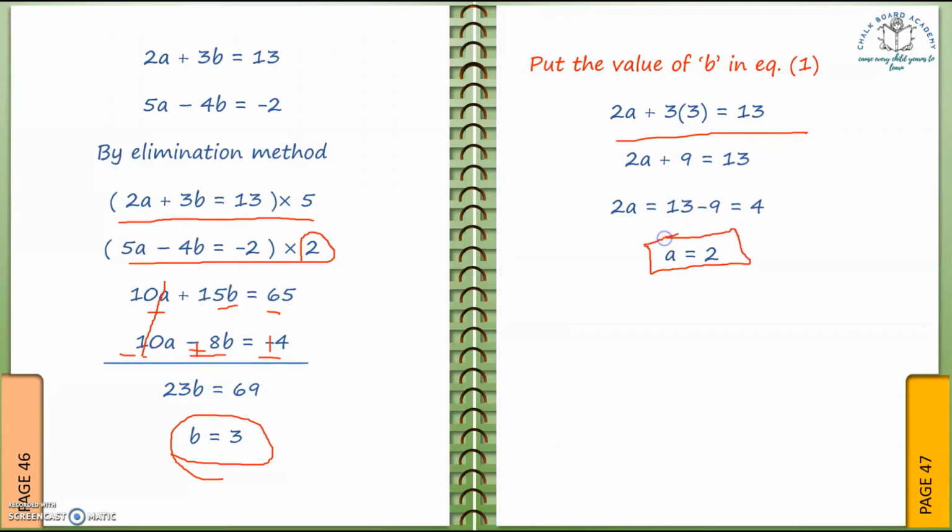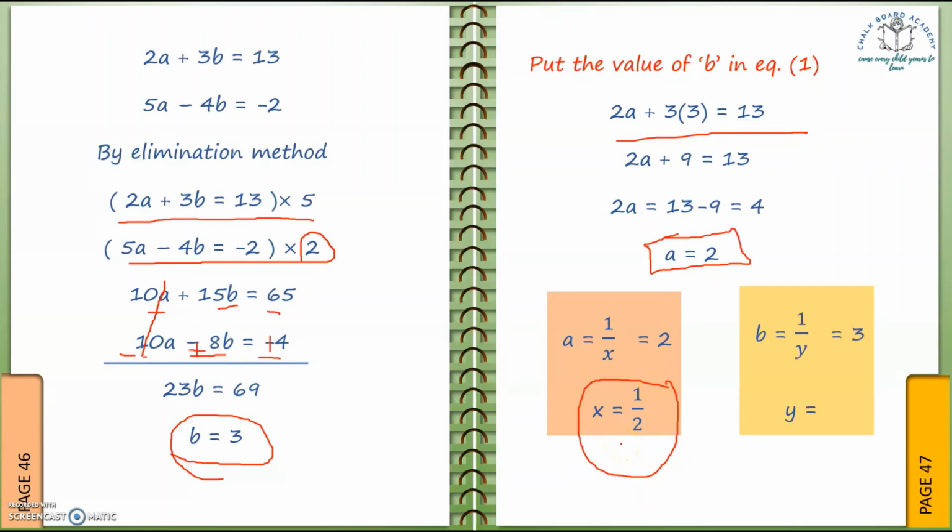Now we have got a and we have got b. Now we are supposed to find out x and y. We have let 1 by x be a. So x is equal to 1 by 2, because a is equal to 2 and a is equal to 1 by x. So we are taking reciprocals, and then we got x is equal to 1 by 2. Similarly, in case of b, which is equal to 3 and also equal to 1 by y, we got y as 1 by 3.